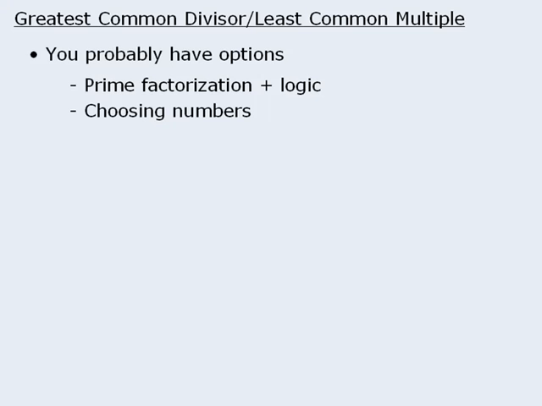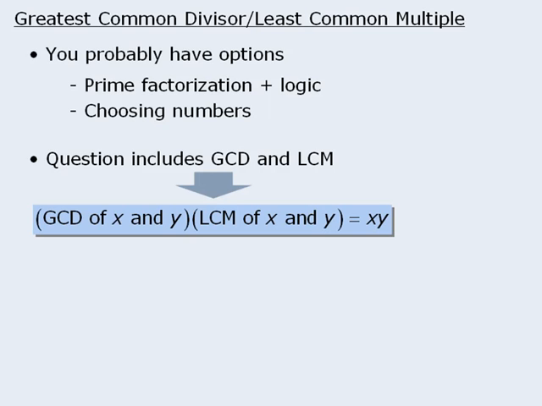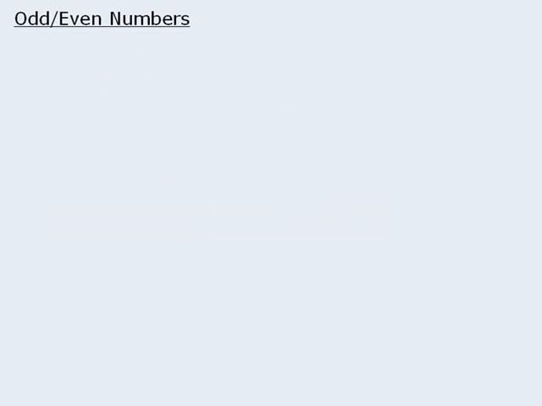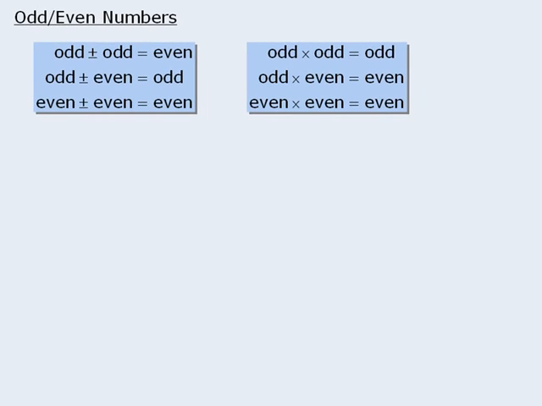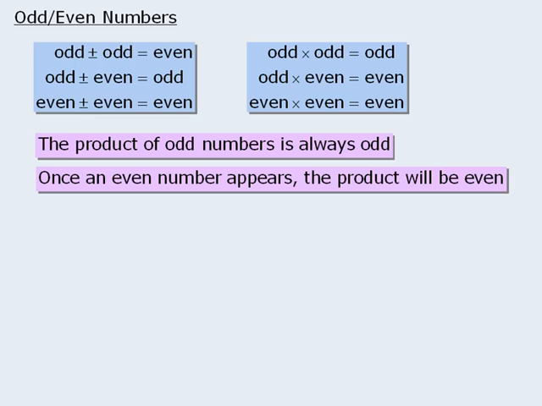will be the fastest. Now, for questions that involve the greatest common divisor and the least common multiple, you should consider applying the formula that ties these two concepts together. Next, for questions that involve even and odd numbers, you must know the following rules. Also, these two extensions are tested frequently, so keep them in mind.